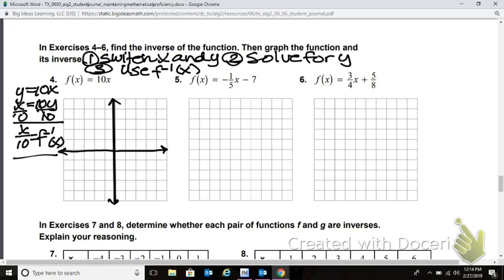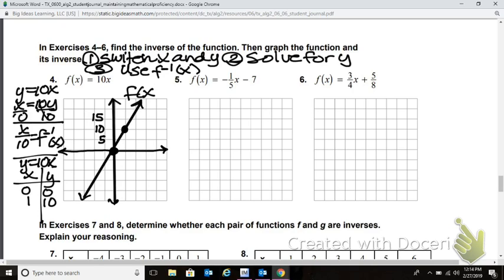Okay, so our original function is y equals 10 times x. So our little xy table, we could substitute 0. That would give us 0. Here's a point. If we substitute a 1, we would get 10. So let's make the x-axis count by 5s. Why not? So we would have 0, 0, and 1, 10. Just need 2 points to make a line. Okay, so this is your f of x.